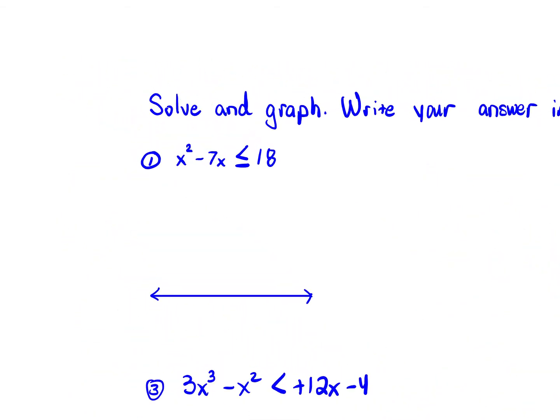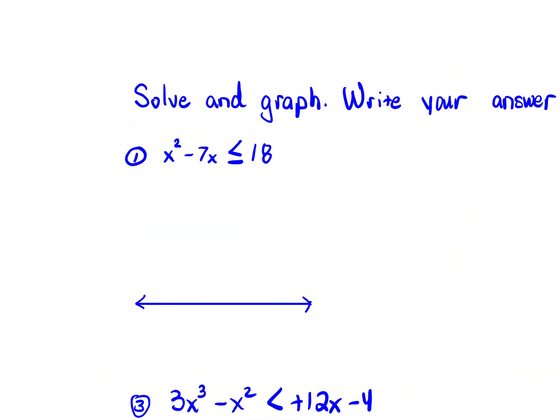So you want to start this one by moving that 18 over. It is positive, so we're going to subtract it from both sides. This is going to leave us with x squared minus 7x minus 18 is less than or equal to 0. If you look at this, that less than or equal to means what? And or? Less than and. So the way that your lines are going to go is most likely going to be in towards one another.